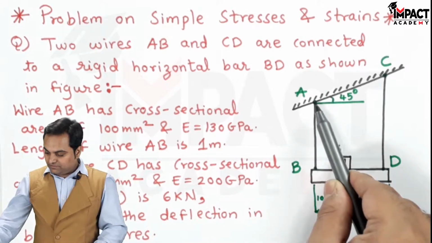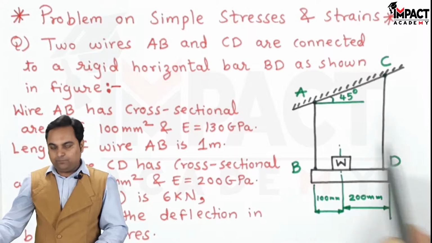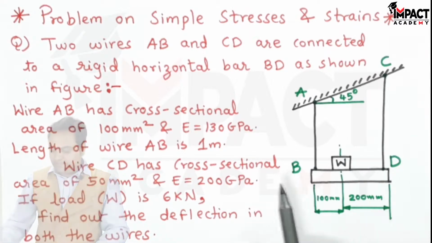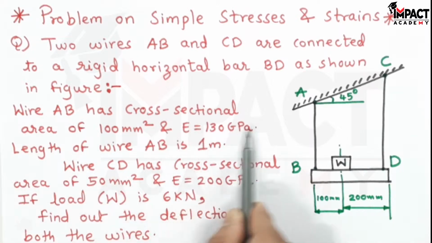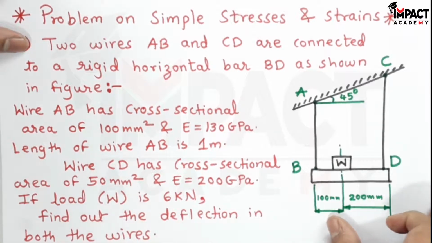We can see there is a wire AB and then wire CD. Both are connected to a rigid bar BD. Wire AB has cross-sectional area of 100 mm square. The cross-sectional area is given. I'll write this in the form of data.